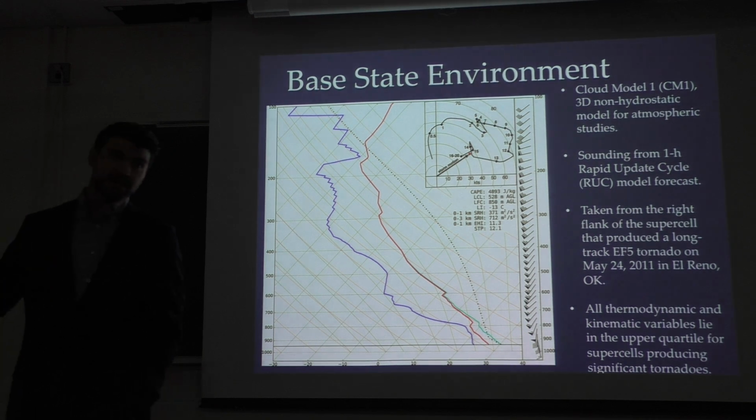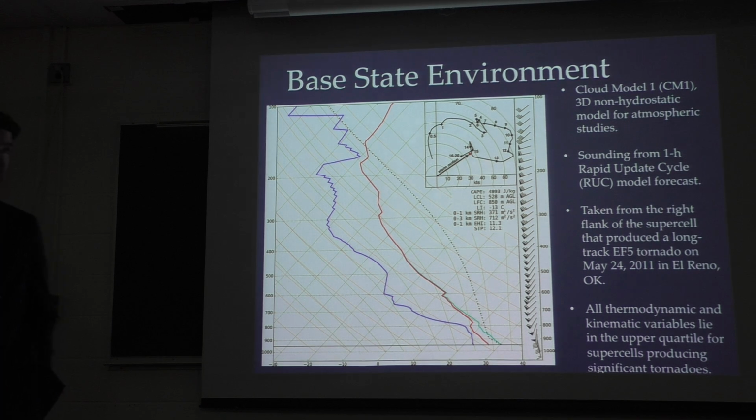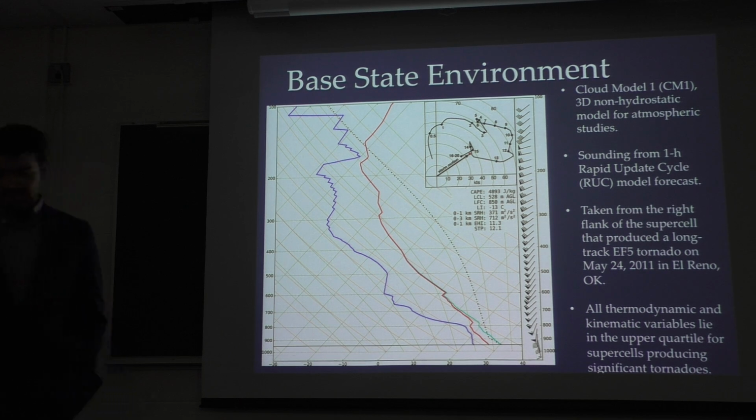All the thermodynamic and kinematic variables in this profile are way up in the upper quartiles. We got 5,000 joules per kilogram of surface-based CAPE. The LCL is almost sitting on the ground. The 0 to 1 kilometer storm relative helicity is 371 meters squared per second squared. This is a textbook loaded gun sounding. What's the red and cyan temperature? The red is the observed temperature, and the green is the virtual temperature correction.